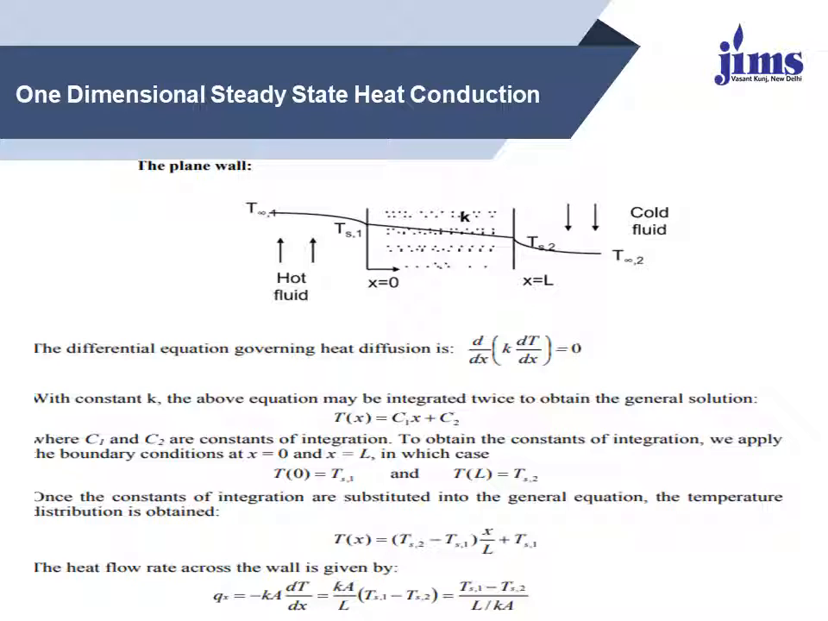The boundary conditions are at x equal to 0 and x equal to L, in which case at x equal to 0, T is equal to Ts1 and at x equal to L, T(L) is equal to Ts2. So after putting the boundary conditions in the fundamental equation we obtain the final result, that is the overall heat transfer rate. This is Q equal to Ts1 minus Ts2 divided by L by KA. Similarly, we derived the overall heat transfer rate in the previous slides. So in that case the heat transfer rate Q is equal to Ts1 minus Ts2, the temperature difference, divided by L by K, the thermal resistance.